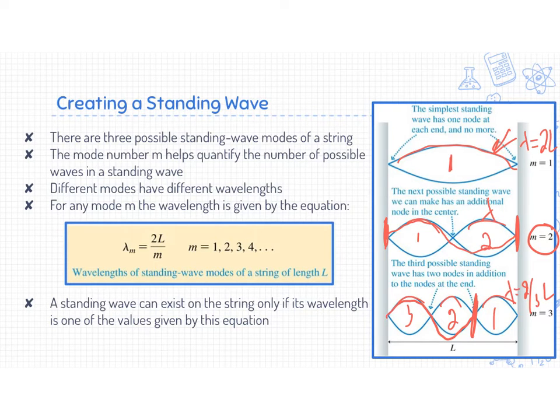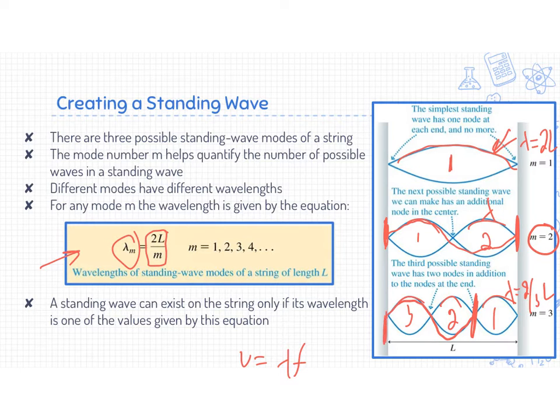So we have a formula for that, and that's what this is over here. It says the wavelength of any particular wave is twice the length of the string divided by the mode number. And a standing wave will only exist if that string has that wavelength. And that also comes from where we can find these standing waves, our fundamental equation, velocity equals frequency times wavelength.